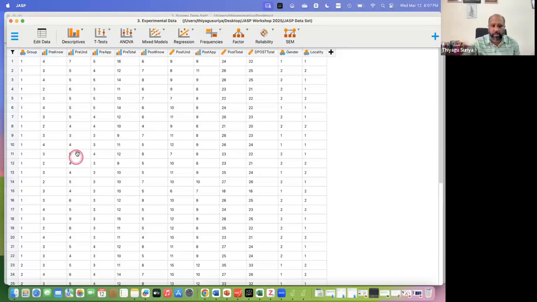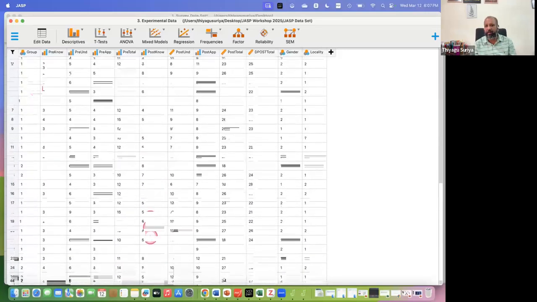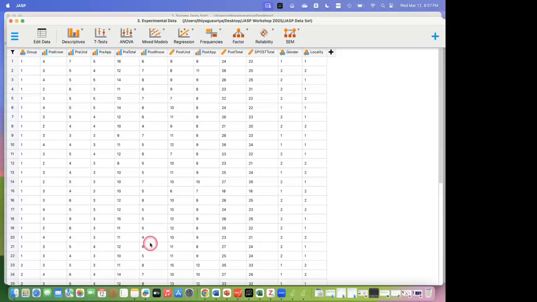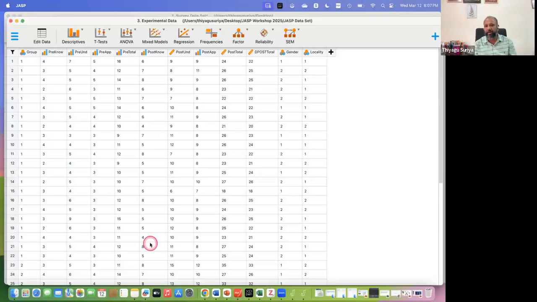Now, the group. Kindly see this. What is the group? 1, 2 represent what? Any idea? 1 is the control group, 2 is the experimental group. Okay. Anyone kindly brief how to convert?